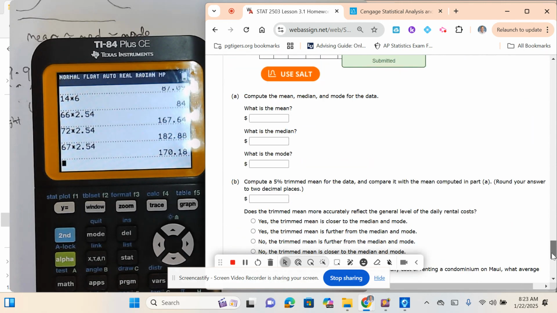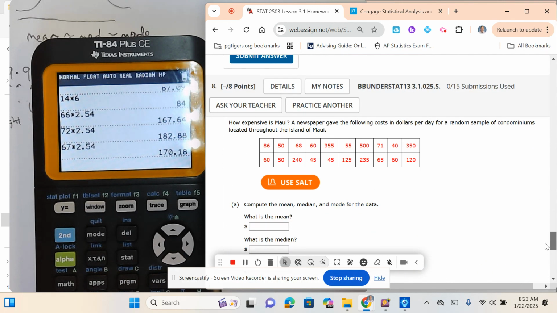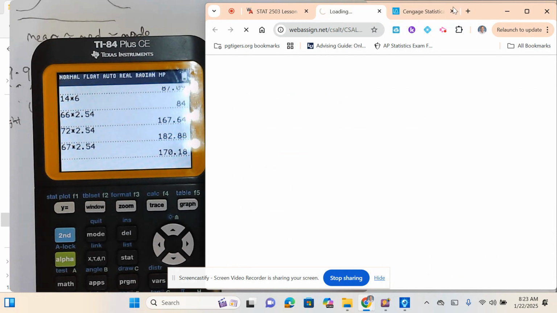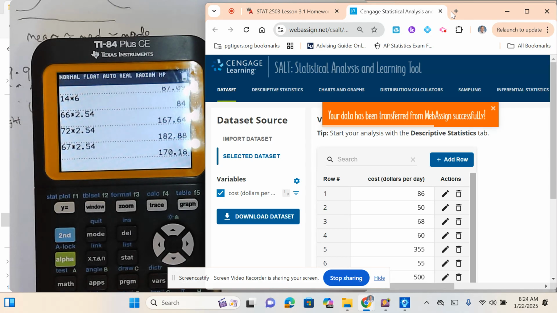Having salt helps you. So on this last one, we're going to look at some of the things we talked about earlier. How expensive is Maui? They got the cost for a random sample of condominiums, and I believe there's 20 in this data set. So we're going to compute the mean, median, and mode for the data set. So we'll click use salt.